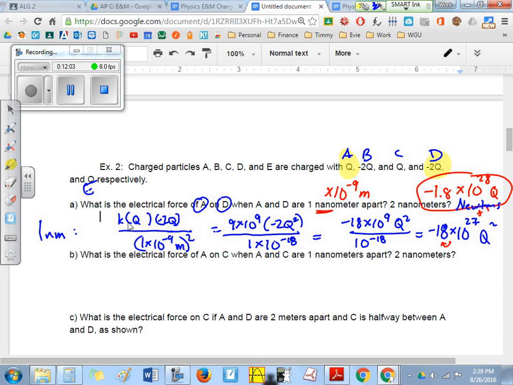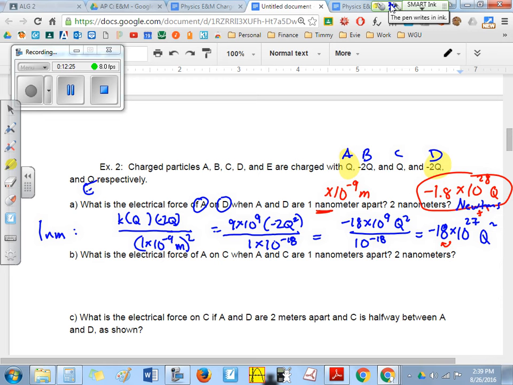Newtons. Now, what happens when we move them 2 nanometers apart? Listen, I don't want you to recalculate. I really don't. I want you to think qualitatively and quantitatively here. So, yeah, you're going to lose a factor of 4, because on the bottom there's an r squared, right?